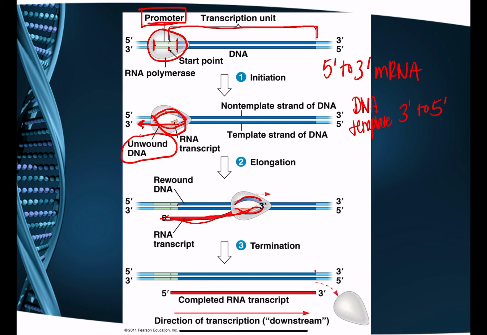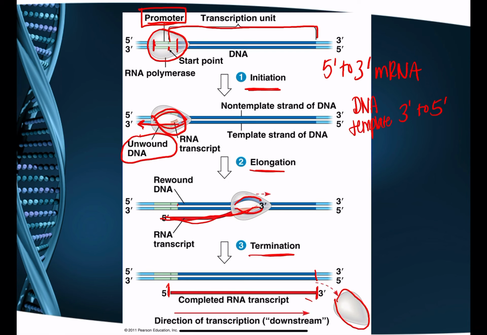And at the end, it will reach a certain sequence where the polymerase will be removed from the DNA, and you'll have that completed RNA transcript, okay? So there are 3 steps here. You see them outlined. They're also going to be the same 3 steps in translation, so these are important. Initiation, elongation, and termination, okay? And again, we're making it from the 5' to the 3'.